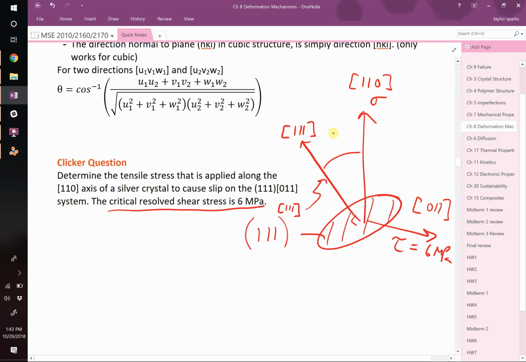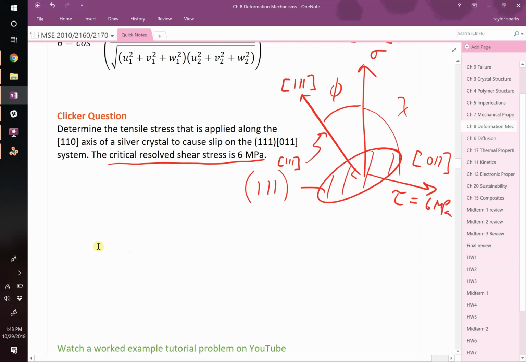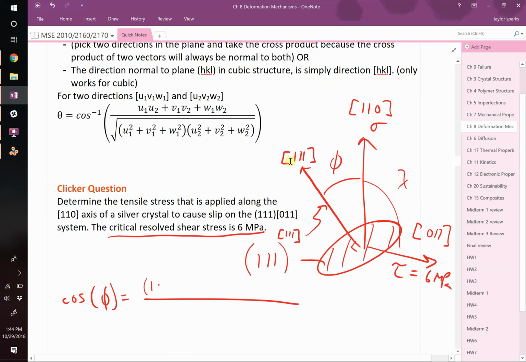So if this is phi, and that is lambda, then we know that the cosine of phi is equal to 111 dot 110 divided by the length of 111 multiplied by the length of 110. So let's go ahead and do that. Cosine of phi is going to be equal to, how do you do a dot product? You take x times x plus y times y plus z times z. So that's going to be 1 times 1 plus 1 times 1 plus 1 times 0. So that's 2 in the numerator.